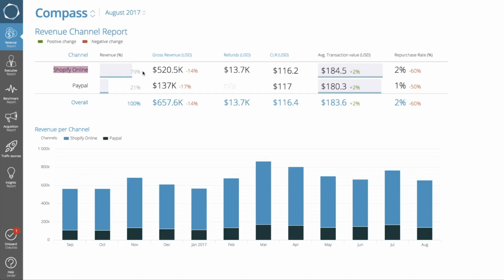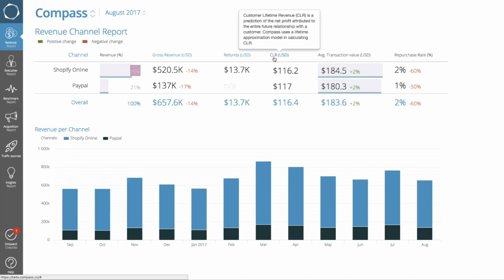For this store, we see that their revenue is 79% from Shopify online versus 21% from PayPal. You can also see their revenue at over $520,000 for the month of August, which was a decrease of 14% from the previous month. You can also see refunds, as well as customer lifetime revenue, your average transaction value, and the repurchase rate.